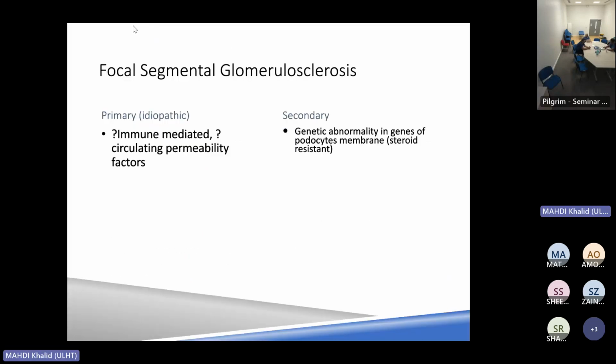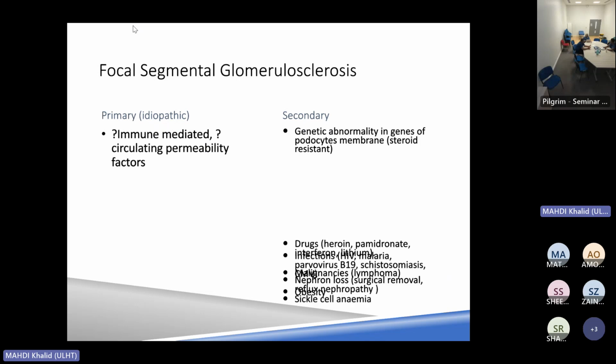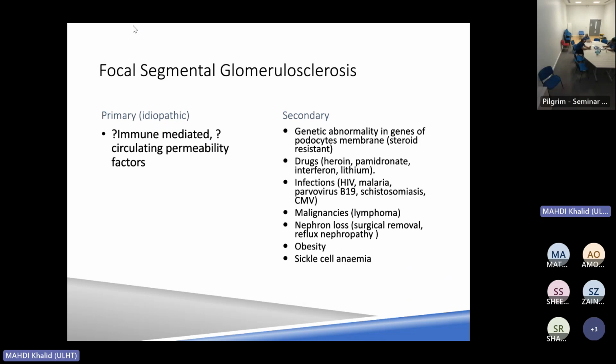Again, primary and secondary, so always look for a cause. Some of the secondary forms of FSGS are linked to what we call hyperfiltration. Obesity is one of the causes of FSGS. Simply, the kidneys can't cope with the amount of work, so they start scarring, resulting in nephrotic syndrome and kidney loss. The same theory applies to nephron loss, so patients who have surgery to remove a kidney can develop it. Children who are born with fewer nephrons, so premature babies, are likely to have FSGS.